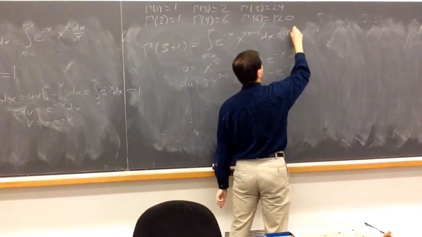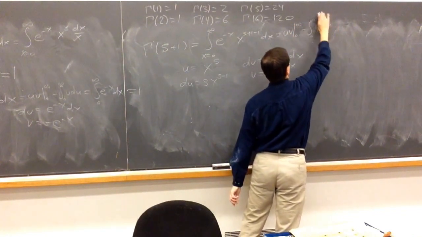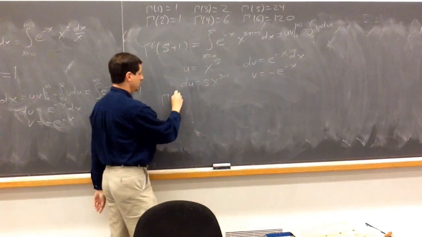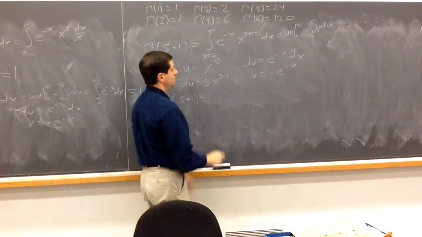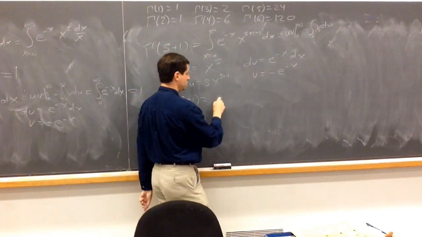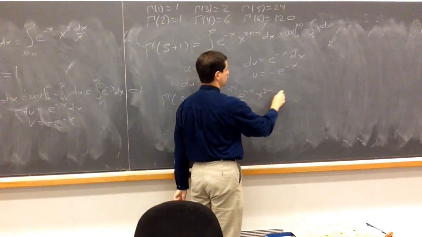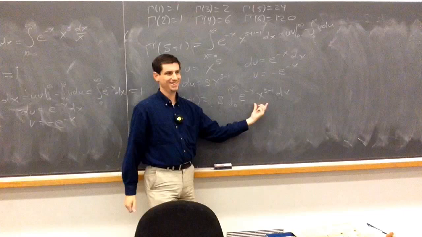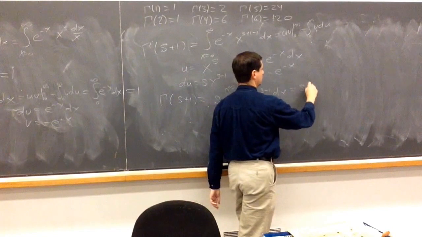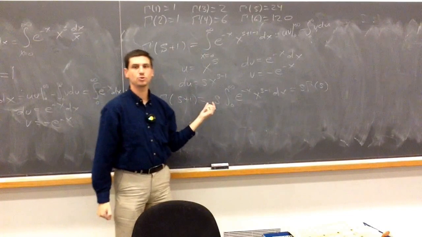So this is uv from 0 to infinity minus the integral from 0 to infinity of v du. The boundary term vanishes again, and we're left with gamma of s plus 1. A negative and a negative is a positive. We can pull the s outside the integral, and we have s times the integral from 0 to infinity of e to the negative x, x to the s minus 1 dx. And what does that integral equal? Gamma of s. So we get s gamma of s. And now you can see why we're getting the factorial function.